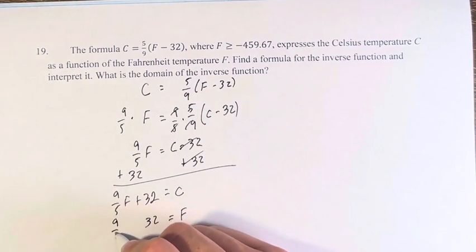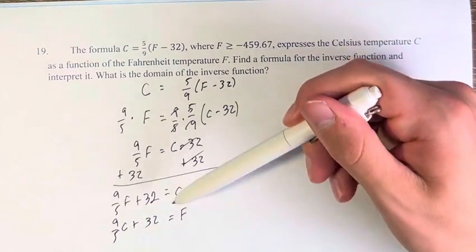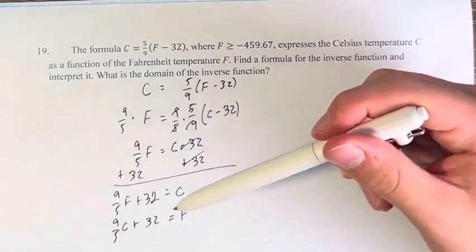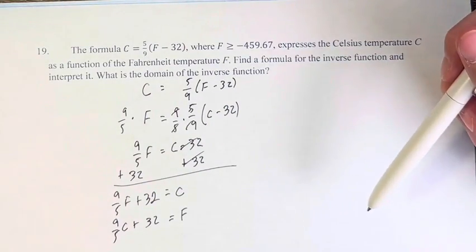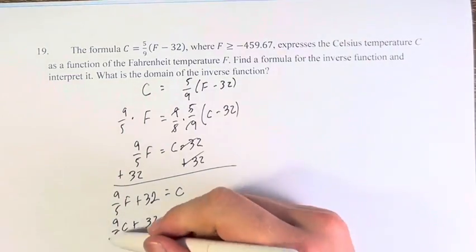because when we're looking at these variables, these are representing real-life phenomena, that is, the Fahrenheit and Celsius temperature. So the inverse of Celsius temperature in terms of Fahrenheit is Fahrenheit in terms of Celsius.